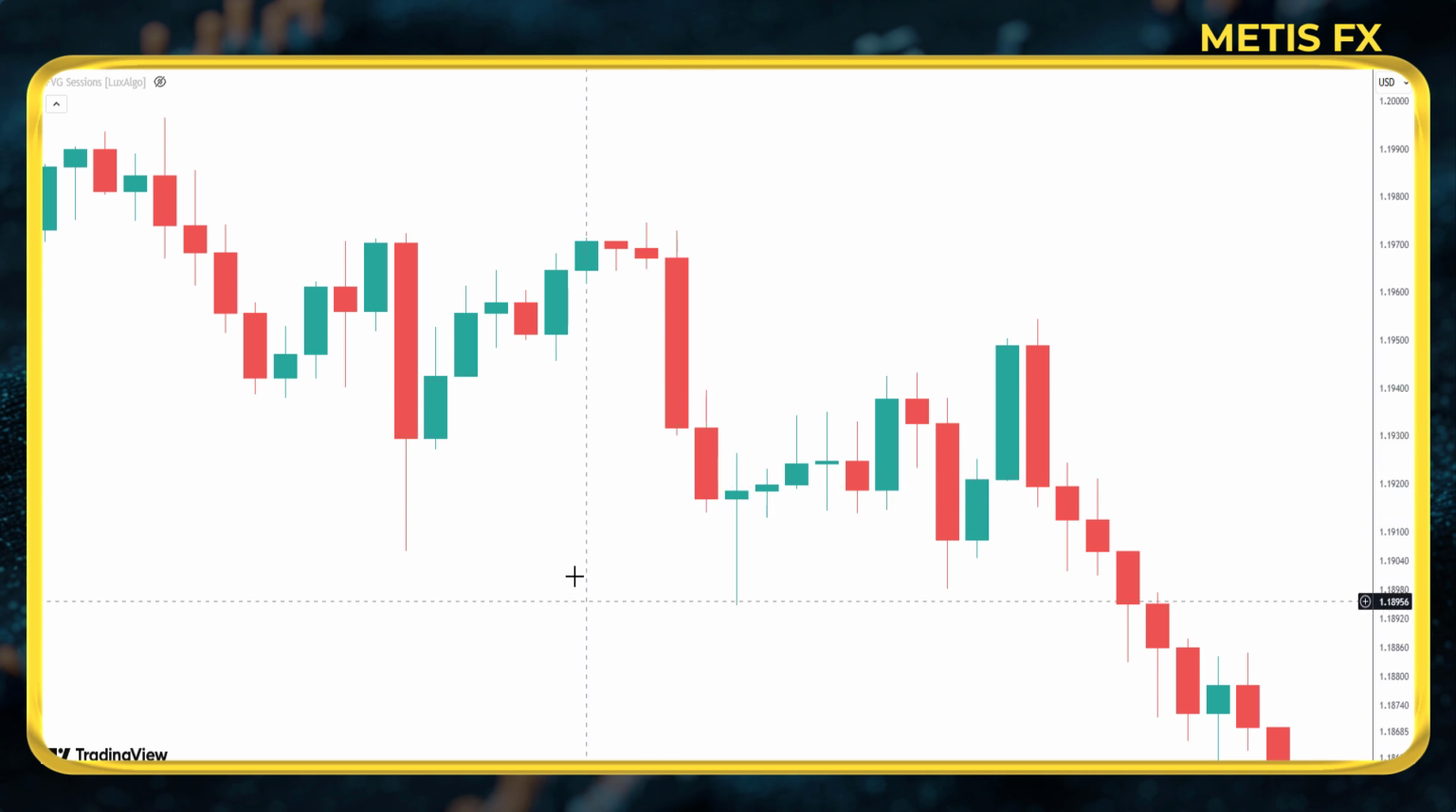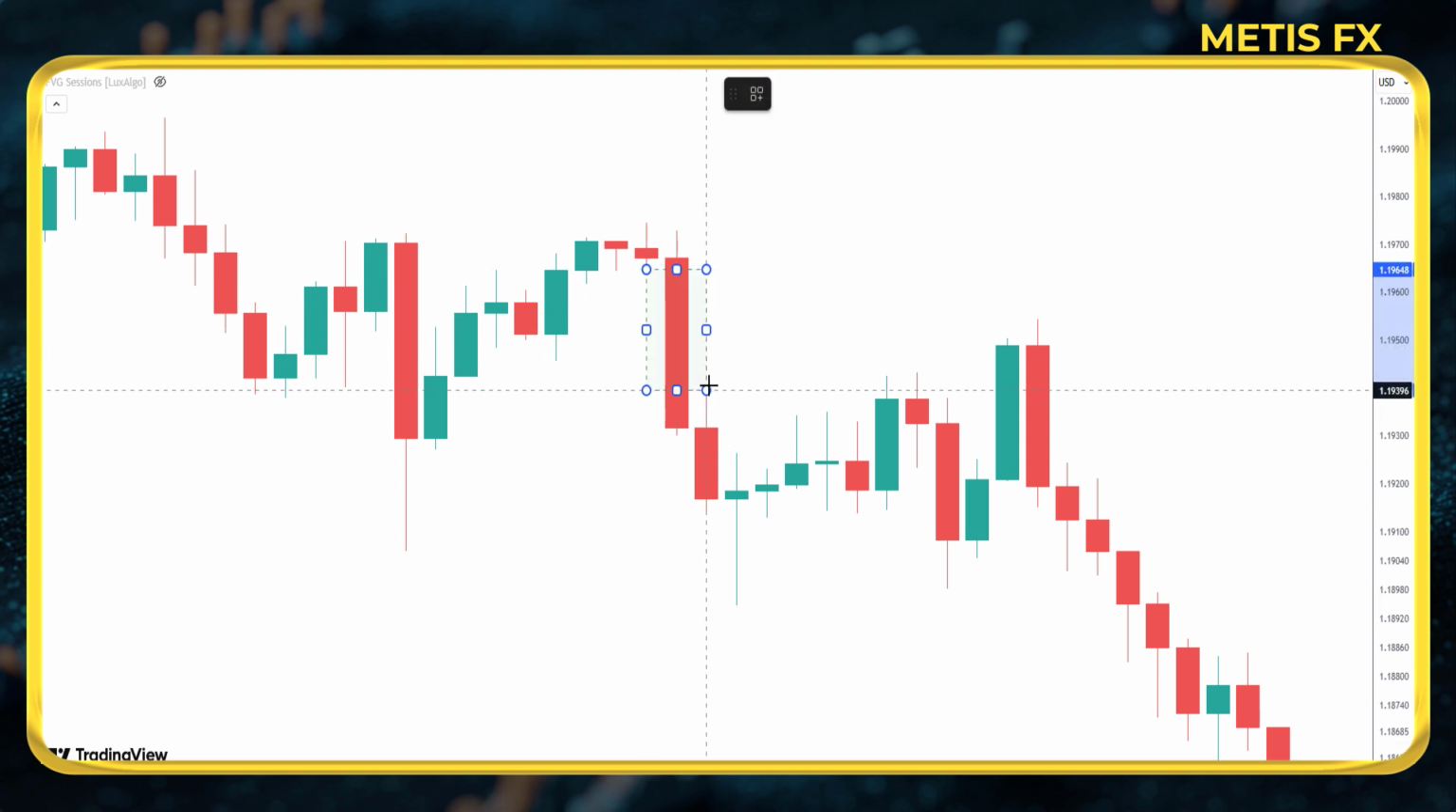Here is an example. This is our middle candle, and it is not covered even by the wicks of the side candles. This gap that forms from wick to wick of the side candles is the FVG.